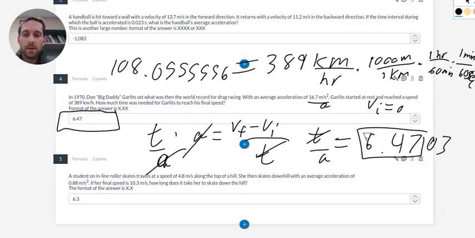So last problem. Here's this initial speed. She roller skates at a speed along the top of the hill. She then skates downhill with an average acceleration of 0.88. This is her final speed, 10.3. So it even says final speed. So then we just do the time again. So time equals change in velocity over the acceleration, like before, like we have up here.